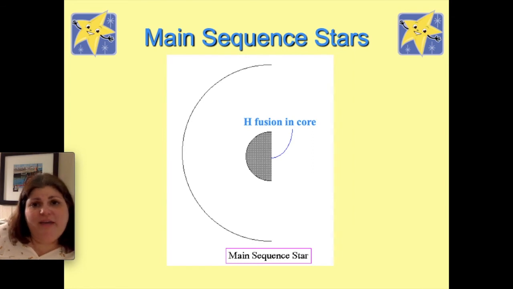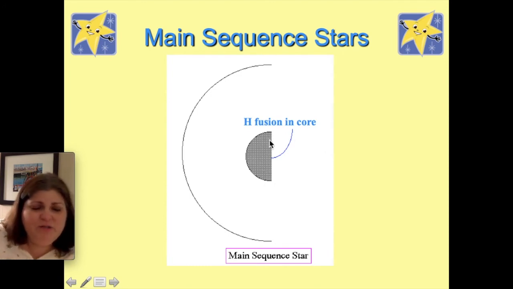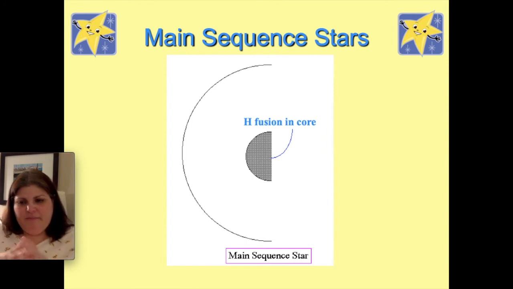You have a diagram like this in your notes. It would be helpful for you to label that in the core here is fusion. Now, I mentioned the core, that's the center part of a star. Around the core is a material matter that we call the shell. And outside of that, we call the envelope. The envelope isn't seen in this picture.